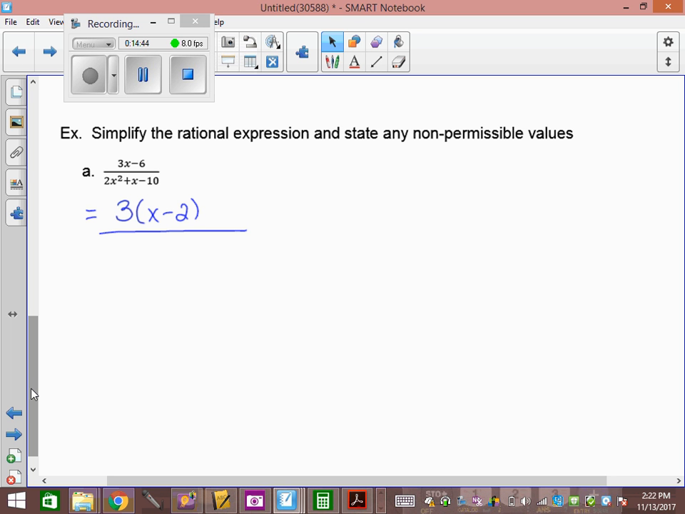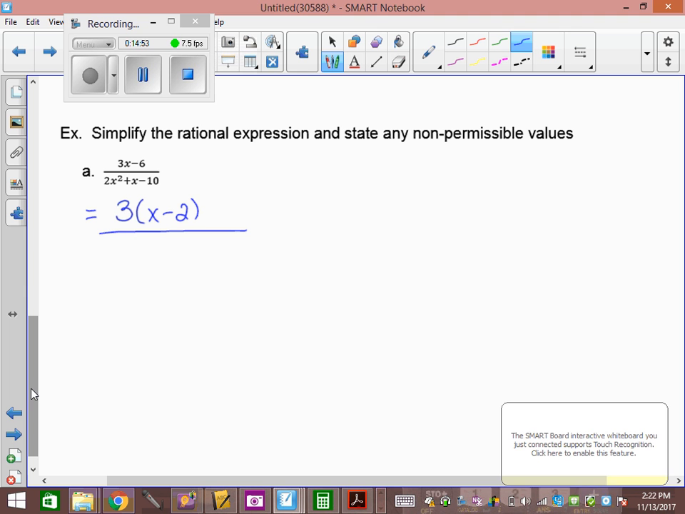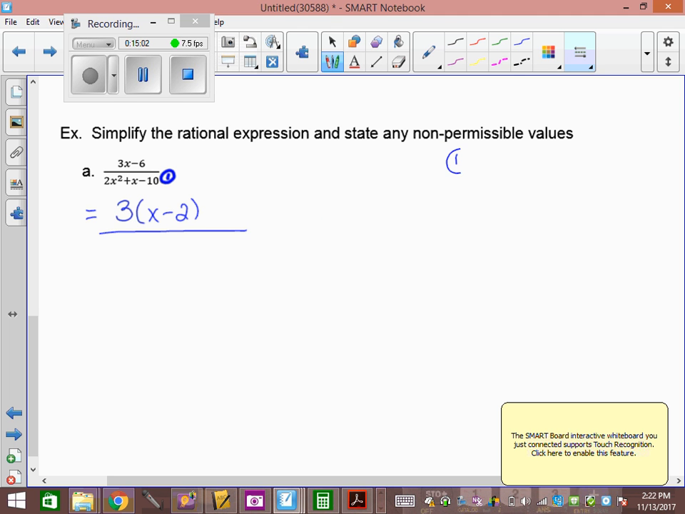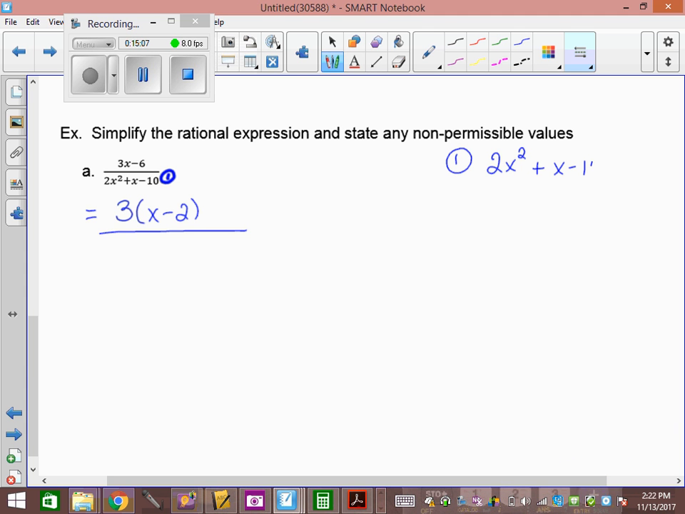Okay. So I always label these off to the side because what you're going to end up doing is you're going to be doing an extensive amount of factoring when we start doing multiplying and dividing and stuff. So I labeled that one 1. So I'm off to the side. I'm going to factor it. 2x squared plus x minus 10. And then you'd say, what times what equals negative 20? What plus what equals positive 1?